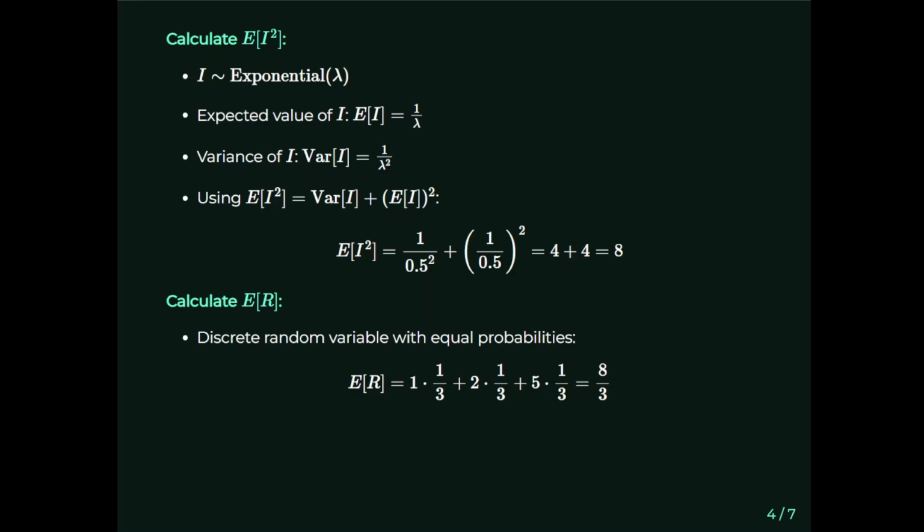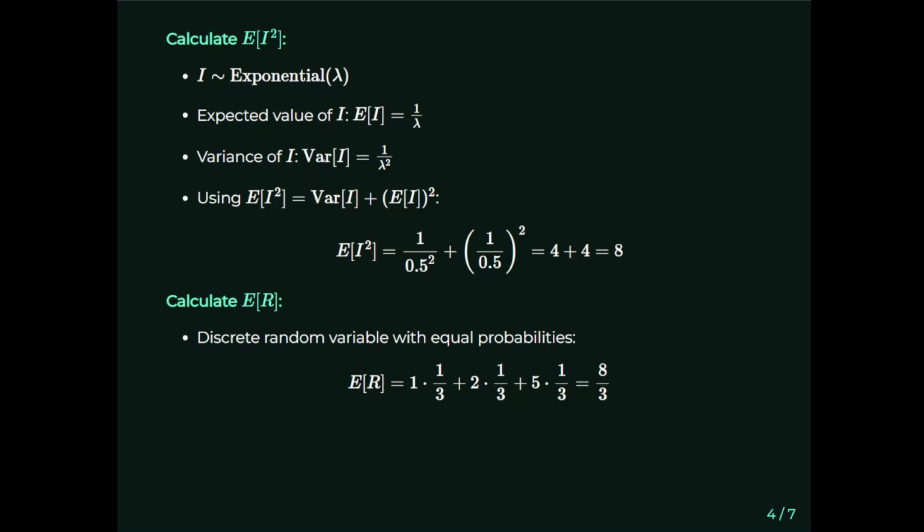Now the expected value of R is straightforward enough. This is a discrete random variable. There are three possible numeric values, and each is equally likely. So there's 1 times 1 over 3 plus 2 times 1 over 3 plus 5 times 1 over 3. So the expected resistance, the expected value of R, is 8 over 3.